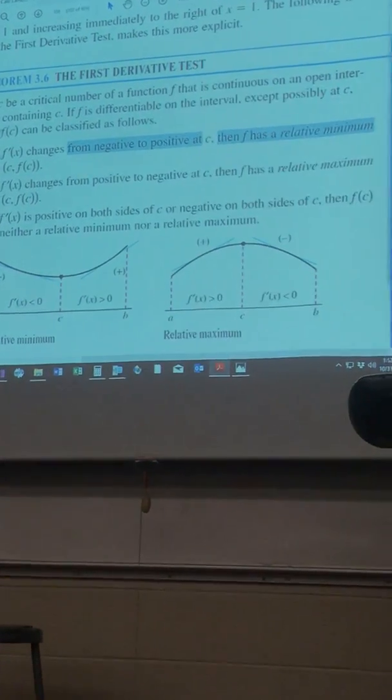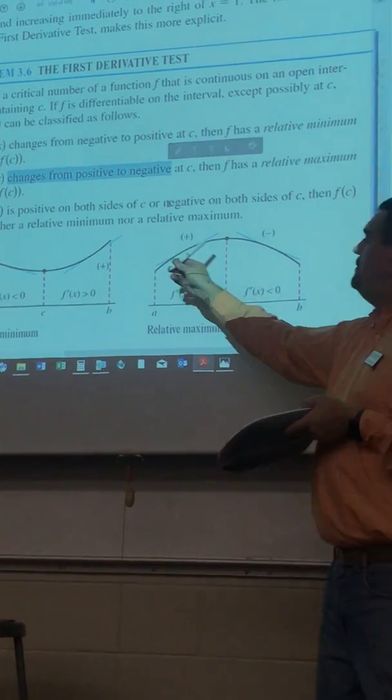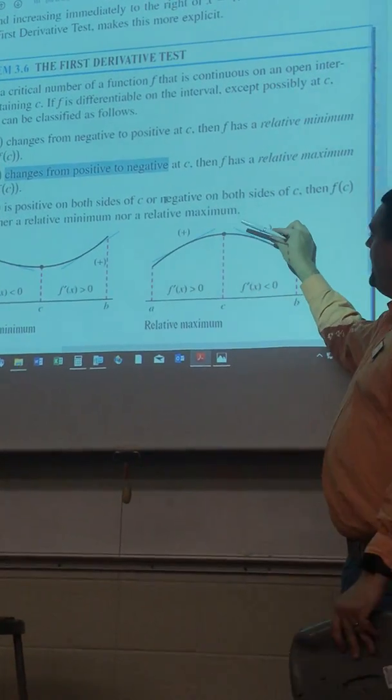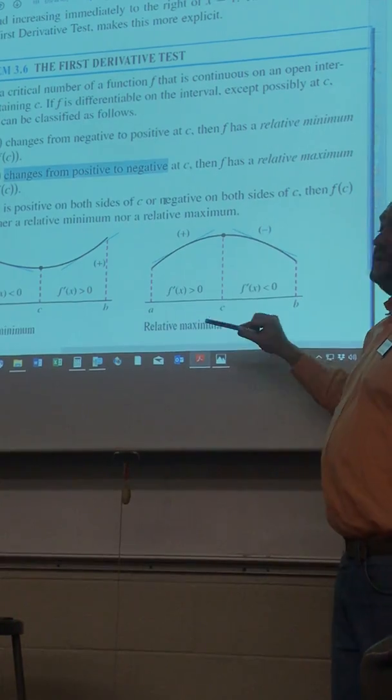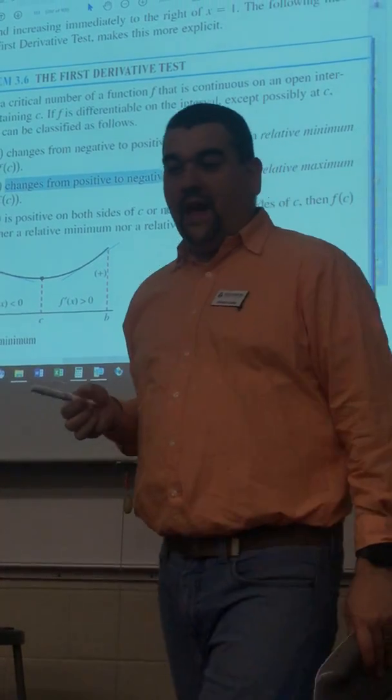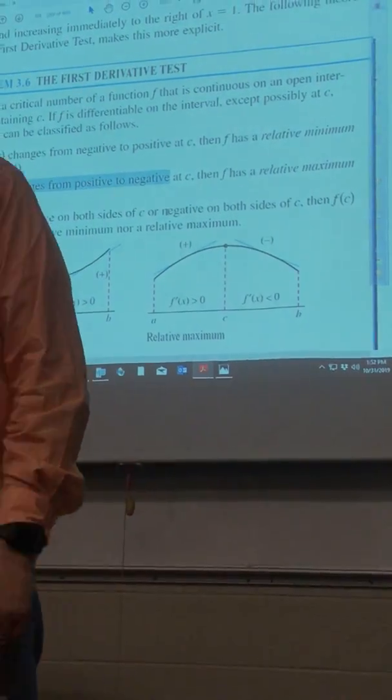If f prime changes from positive to negative, so here we go, blue line positive, blue slope negative, this spot right here is going to be a relative maximum. That is how you need to be ready to answer these questions.